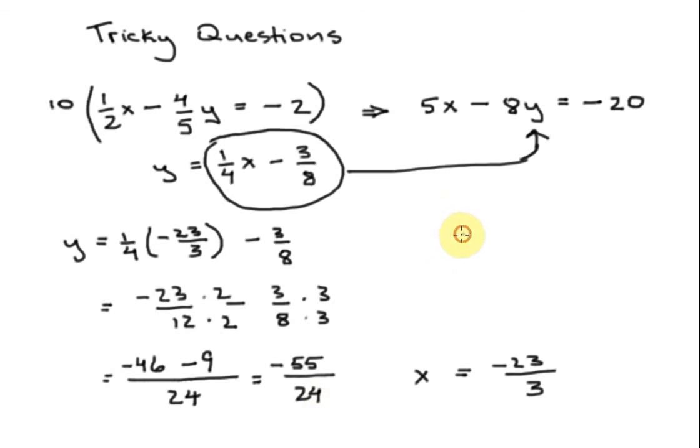So the actual solution looks like this. The x-coordinate is negative 23 thirds, and the y-coordinate is negative 55 24ths. Wow, pretty yucky answer, but it's doable.